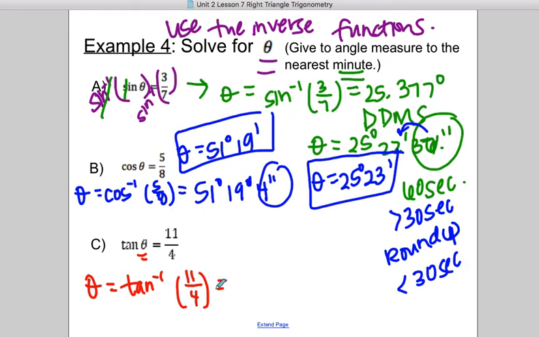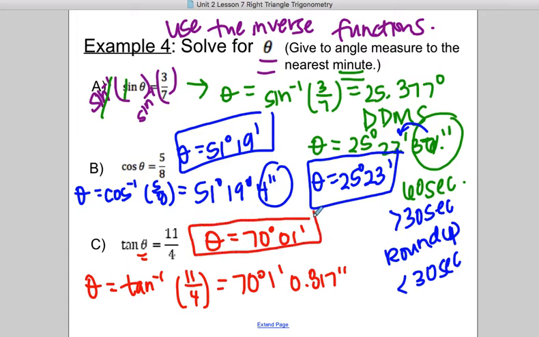When you type in tangent inverse of 11 divided by 4, you will get 70.01689. Okay, I'm going to change that into degrees, minutes, and seconds. So I have 70 degrees, 1 minute, and 0.817 seconds. So this is less than 30, so this will be my answer. So theta equals 70 degrees. I'm going to write 1 minute. Looks nicer. There you go. Okay, so there is solving for theta, and then we're using our degrees, minutes, and seconds.